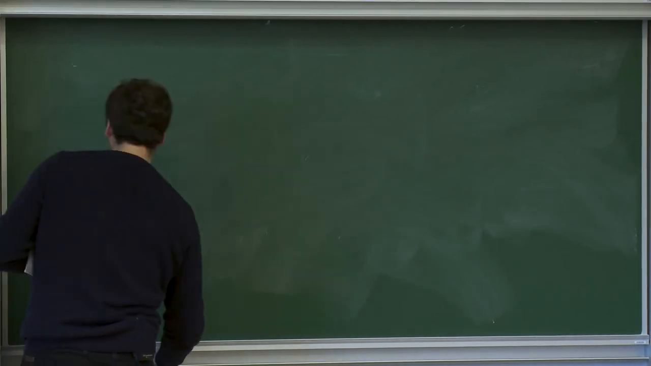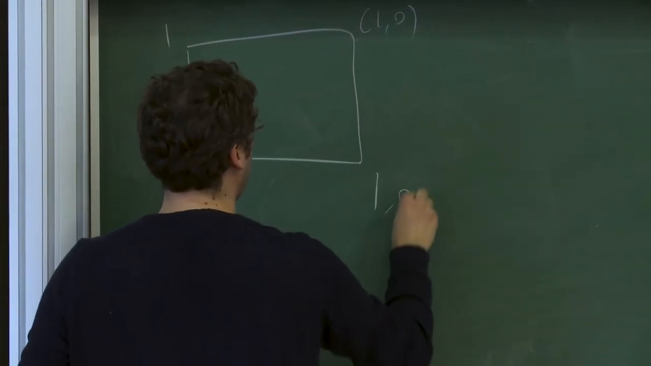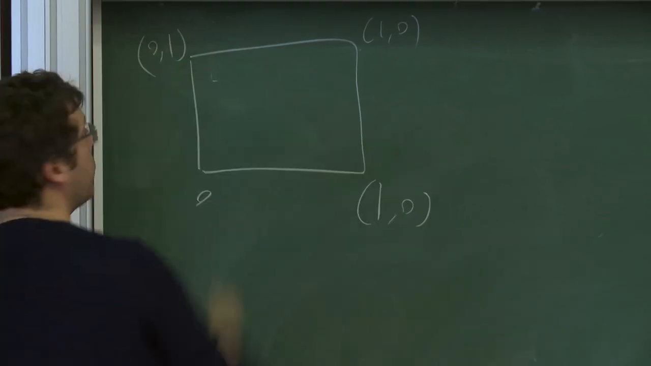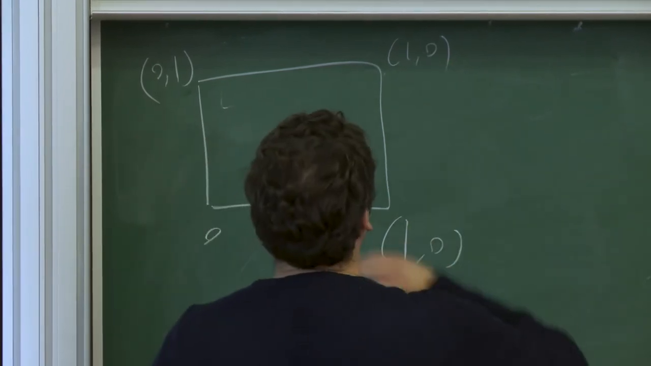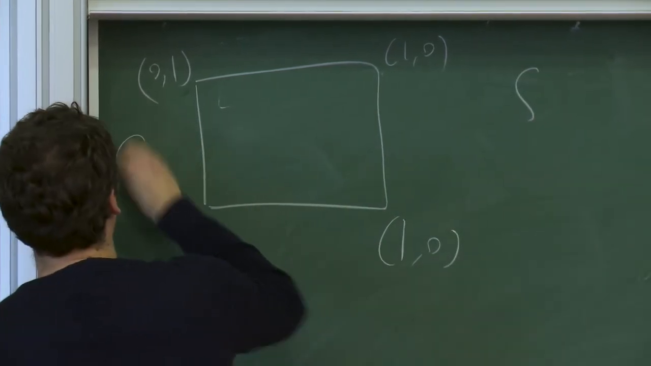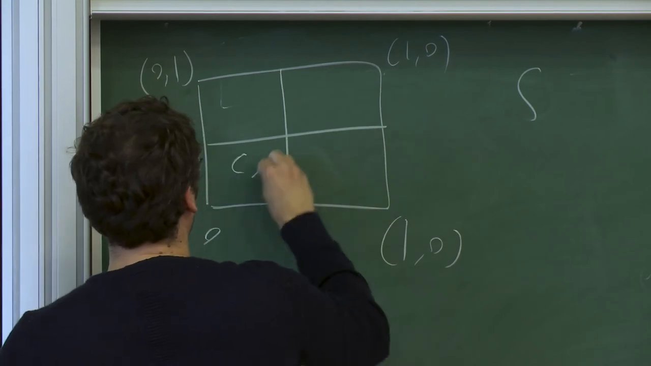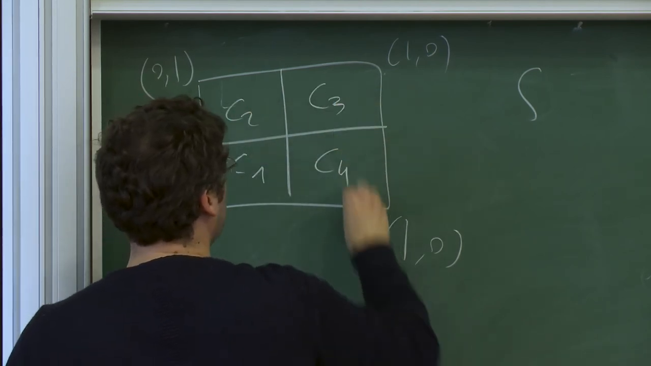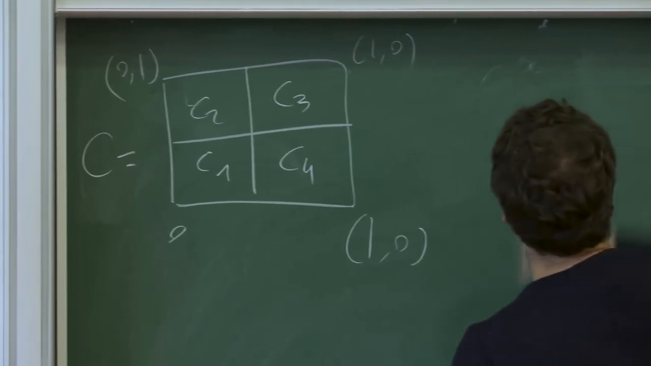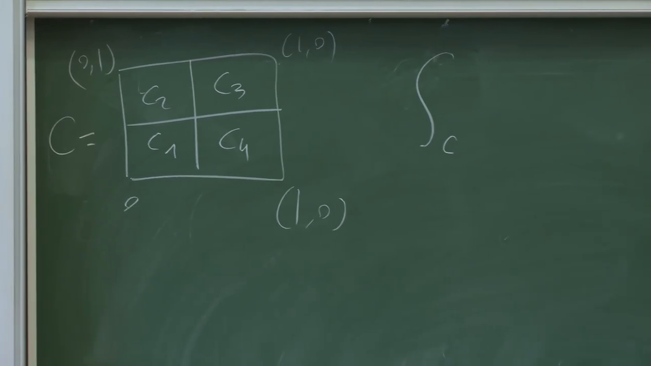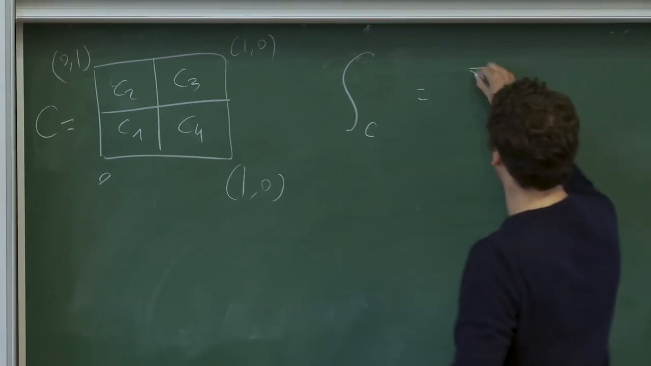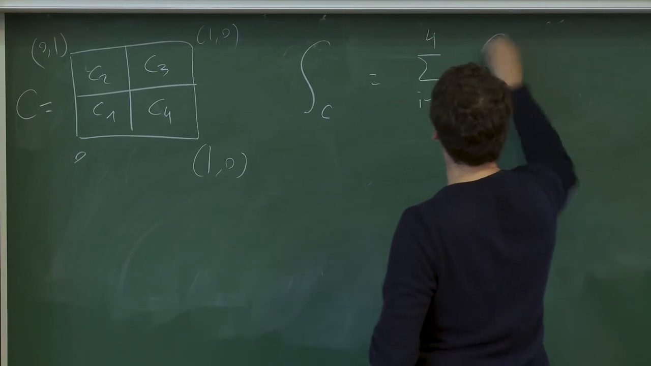Well, you do it like this. Take a square. So I'm going to integrate on this square. I'll call it C, and I can cut it into four squares. And so the integral over the square of my exponential, I can write it as the sum on the four subsquares.